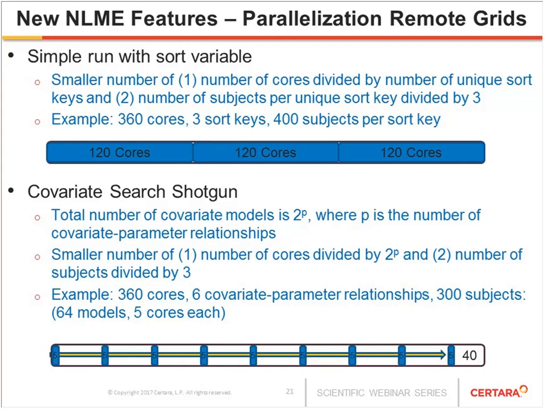So you can see how this can significantly accelerate your modeling, because it's running multiple models at the same time, and it's using multiple cores for each model. If you wanted to do a shotgun covariate search, it would actually calculate the total number of models that need to be calculated and do the same calculation. In this example of 6 covariate parameter relationships and 300 subjects, it would run all 64 models, parallelized each across 5 cores, and they would all be running at the same time. So if your model runtime was an hour, you would have results for 64 models back in an hour.